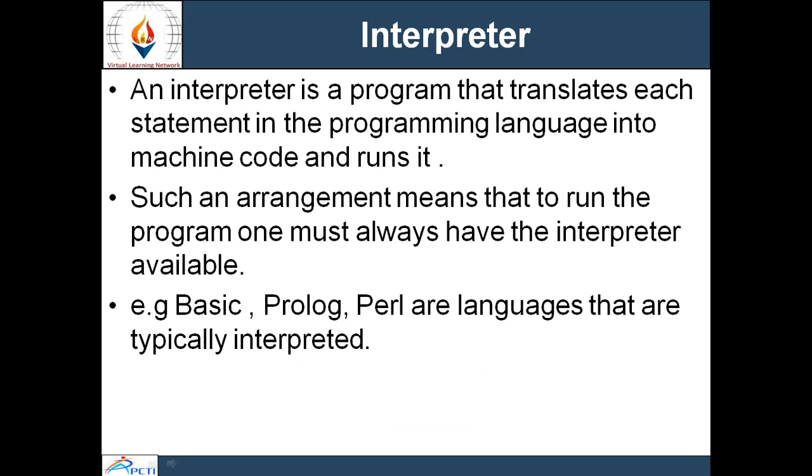Interpreter. An interpreter is a program that translates each statement in the programming language into machine code and runs it. Such an arrangement means that to run the program, one must always have the interpreter available. Example, Basic and Prolog are languages that are typically interpreted. Programs in any language can be interpreted or compiled. So there are BASIC compilers available as well. Compiled code runs faster and does not need the compiler at runtime, whereas interpreted code is slower and needs the interpreter every time the program has to be run.